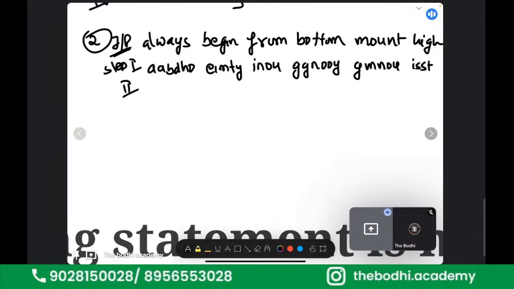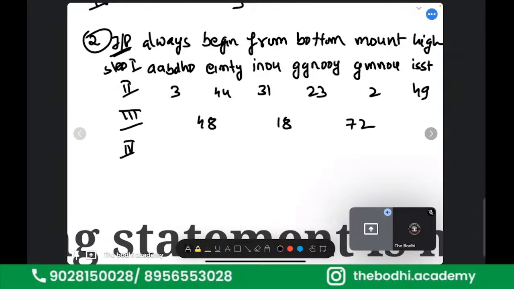Now in step 2 we have numbers: 3, 44, 31, 23, 2 and 49. In step 3 we have 48, 18, 72. In step 4 we have 3, 9. In step 5 we have 144.